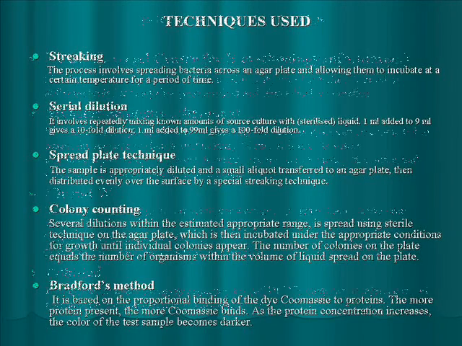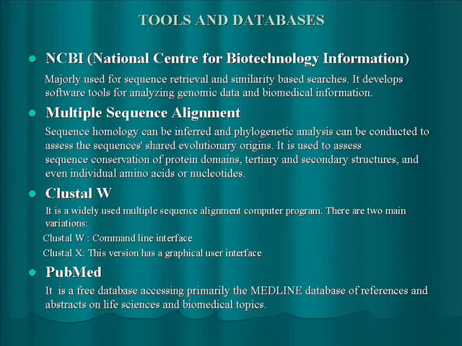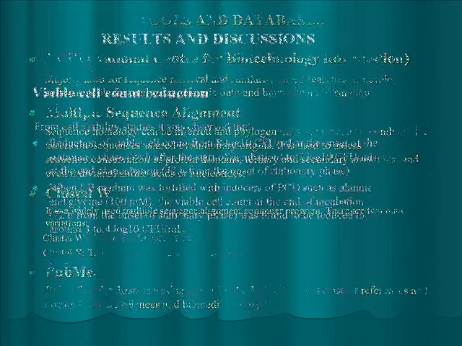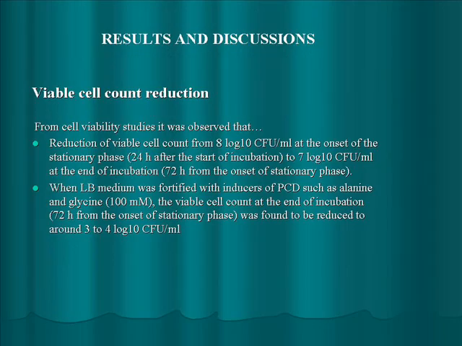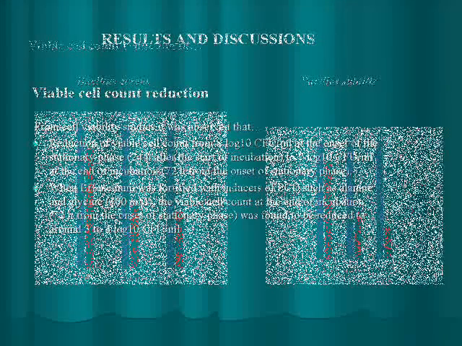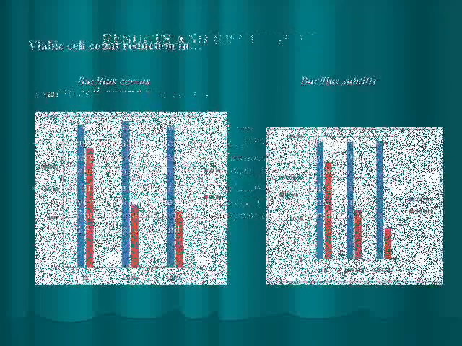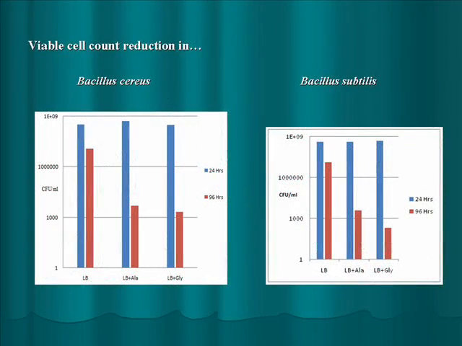We have also used some bioinformatics tools and databases such as NCBI, which is the National Center for Biotechnology Information, Multiple Sequence Alignment, PubMed, and a tool named ClustalW. From cell viability studies, we have observed viable cell count reduction from 8 log10 per ml to 7 log10 per ml, which is a 100-fold reduction at the end of the incubation of 96 hours.